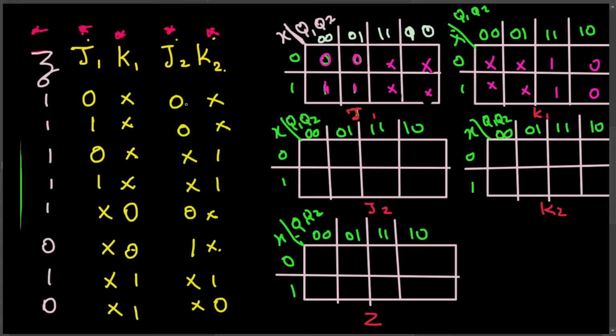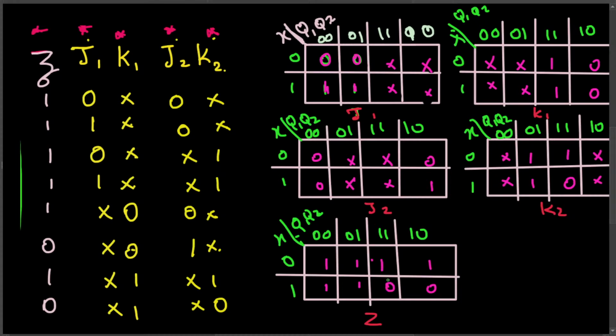And for J2, what do we have? 0 0, don't care, don't care. We have 0 1, and then don't care, don't care. And for K2, we have don't care, don't care, 1 1, don't care, don't care, 1 0. And for the Z, we have 1 1, 1 1, 1 0, 1 0.